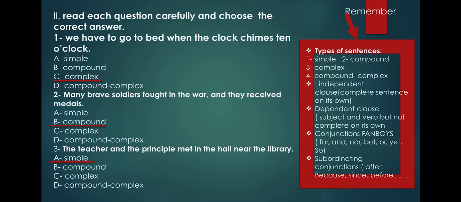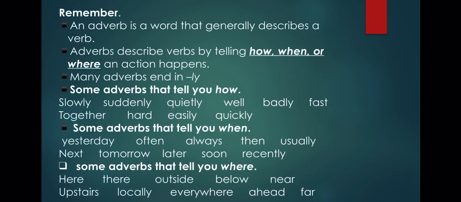Many brave soldiers fought in the war and they received medals. You have two independent clauses joined together by a coordinating conjunction, so it is a compound sentence. The teacher and the principal met in the hall near the library. It's actually a simple sentence. I don't have two independent clauses. I have only one independent clause, with one complete thought.